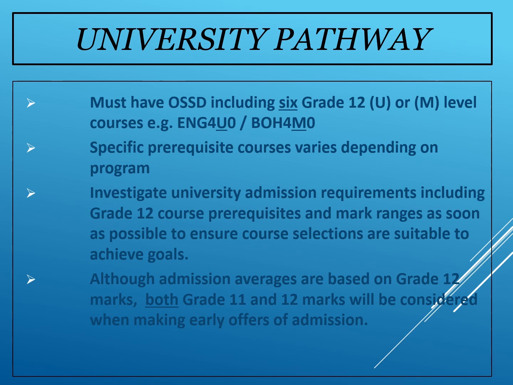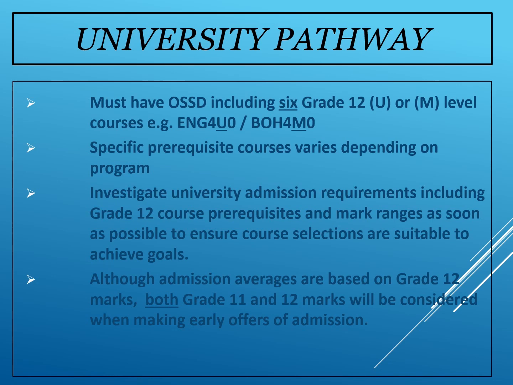So for example, if you were to apply to an engineering program, you would need to have grade 12 University English, advanced functions, calculus and vectors, 2 of the 3 sciences, plus a 6th grade 12 U or M. So it's important to research using My Blueprint or Ontario Universities' info.ca to find out about these prerequisites to make sure that you've got the choices that will lead you to the programs that you're interested in.